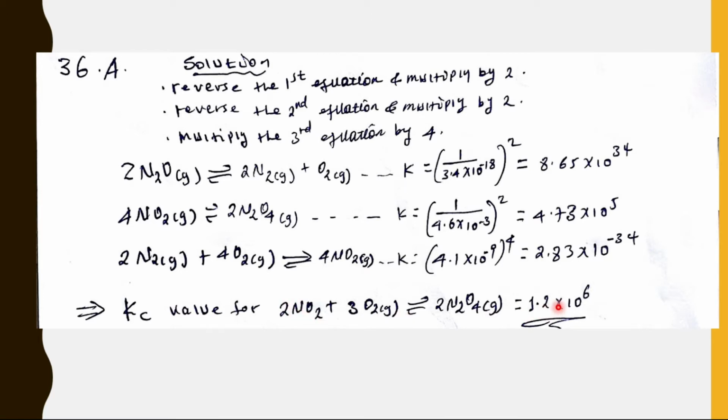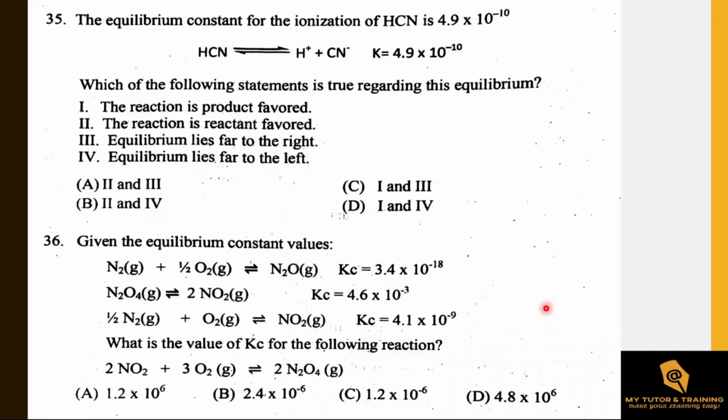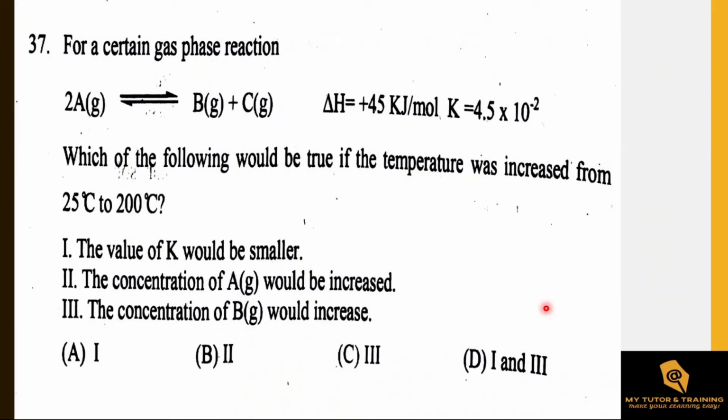So solving these numbers mathematically, at the end you will have the number 1.2 times 10 to the power of 6, which is A, the correct answer for question number 36. A is the correct answer; that is the value of K for this equilibrium reaction, 1.2 times 10 to the power of 6. And question number 37.